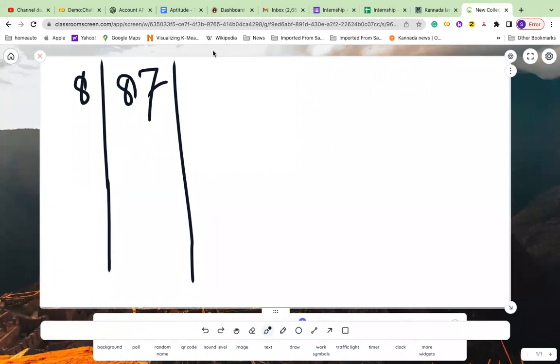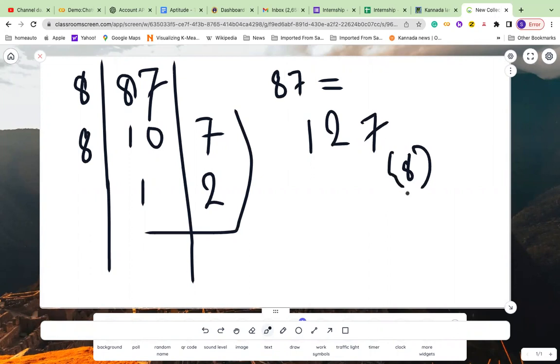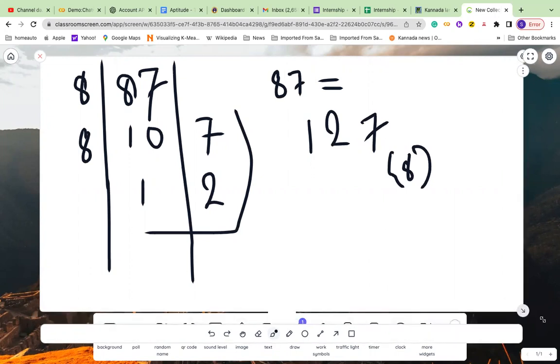Octal, so we'll be dividing by 8. 87 divided by 8 is 10, correct? Yes. So what is the remainder? 7. Next, 10 divided by 8, remainder is 2. Then 1. So what is the number? 1, 2, 7. This is how I'll be writing. So decimal number 87 equals 127 in octal, with 8 in the subscript. This is how I should be converting.